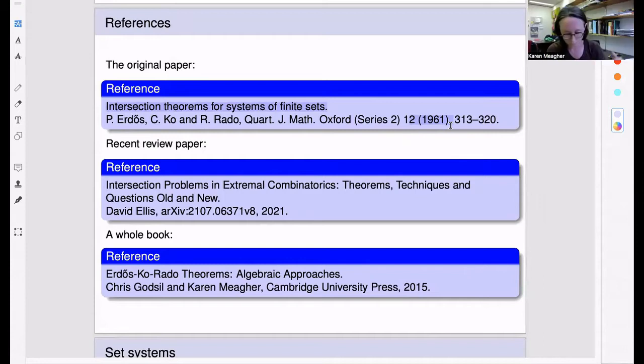In terms of more modern references, David Ellis put a paper on the arXiv quite recently that's a lovely overview of intersection problems in extremal combinatorics. It's a really nicely written paper, and it covers all sorts of different related problems. There's also a book that Chris and I wrote, Erdős Ko-Rado Theorems. Our book is mostly about algebraic approaches to the EKR theorem. It's a whole big book.